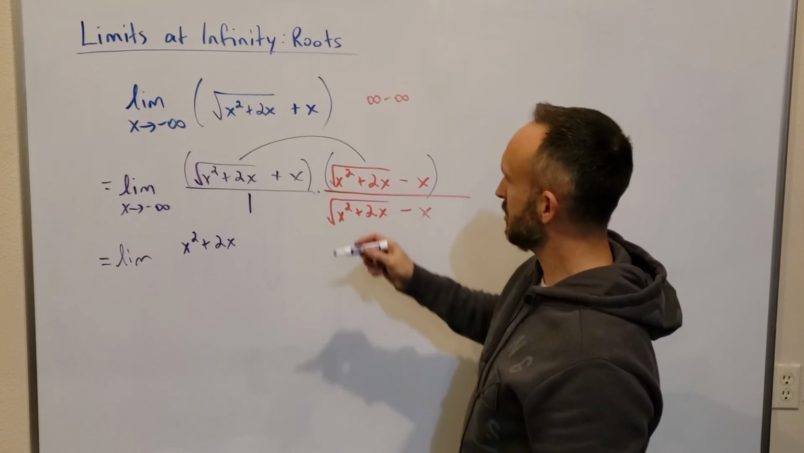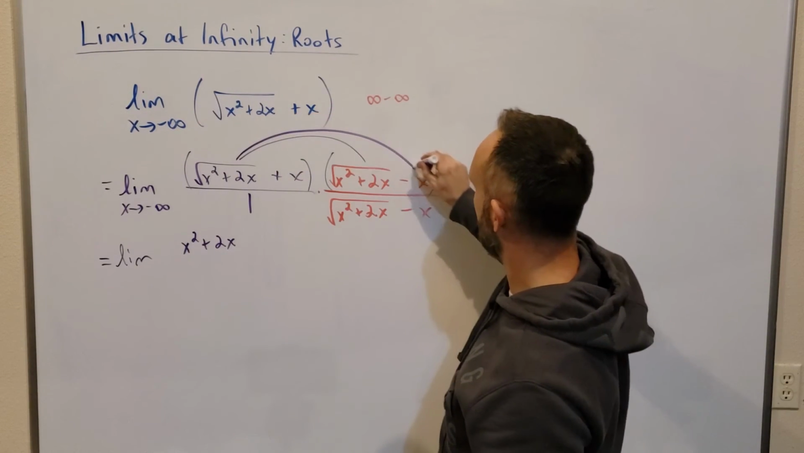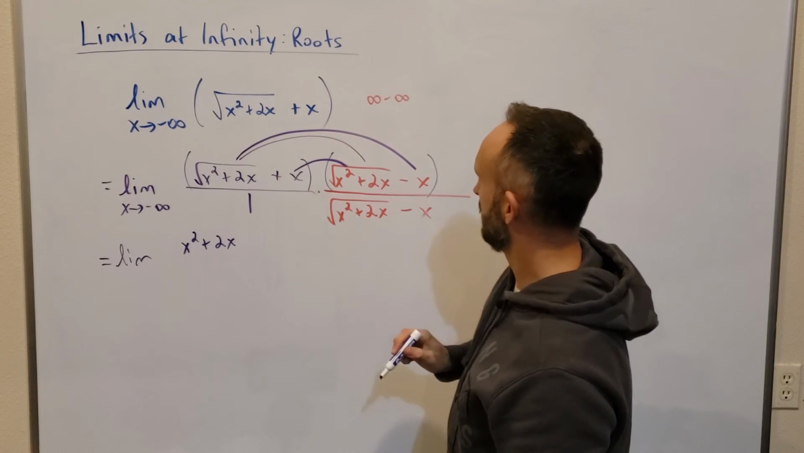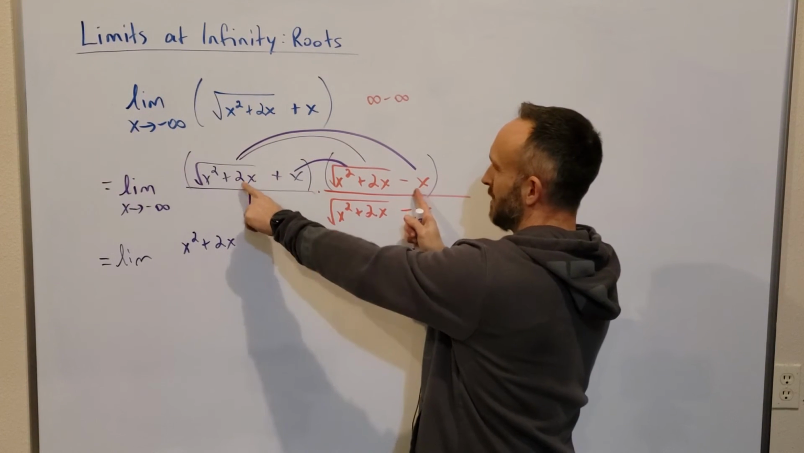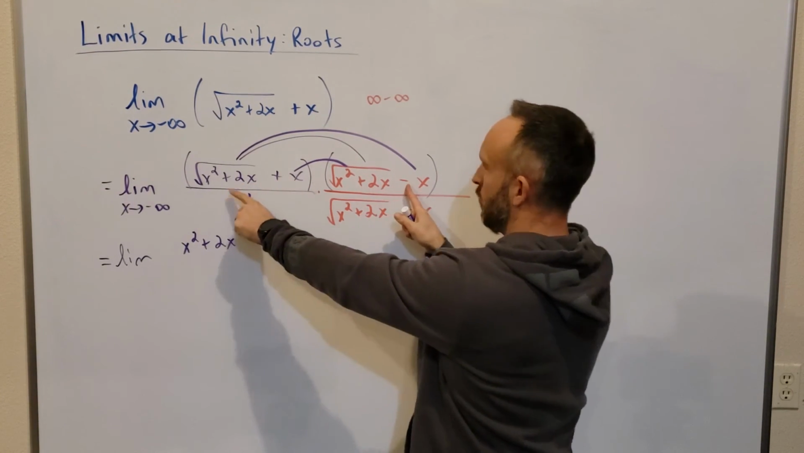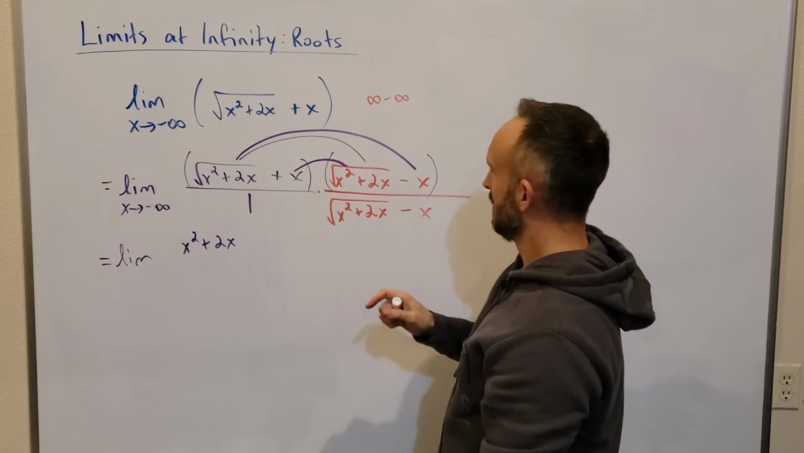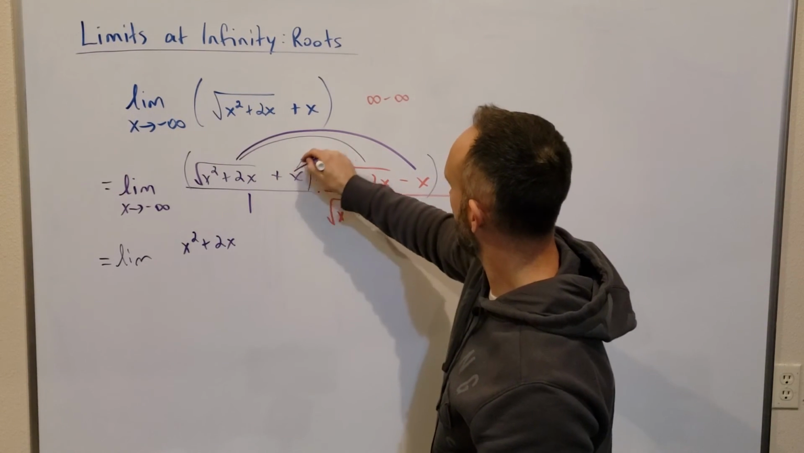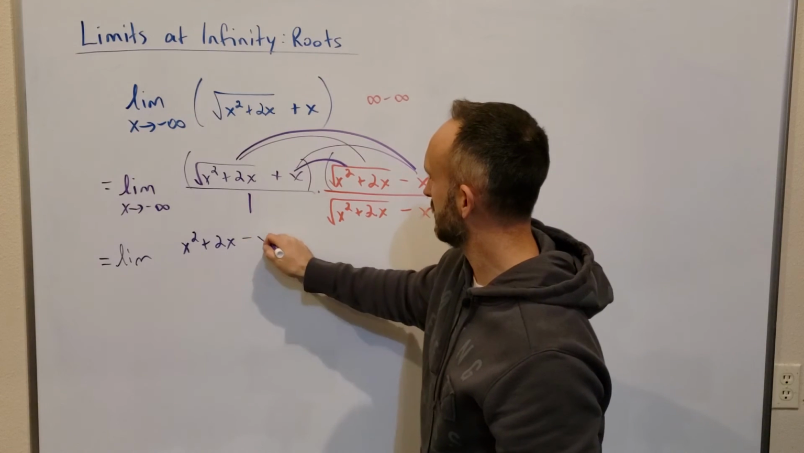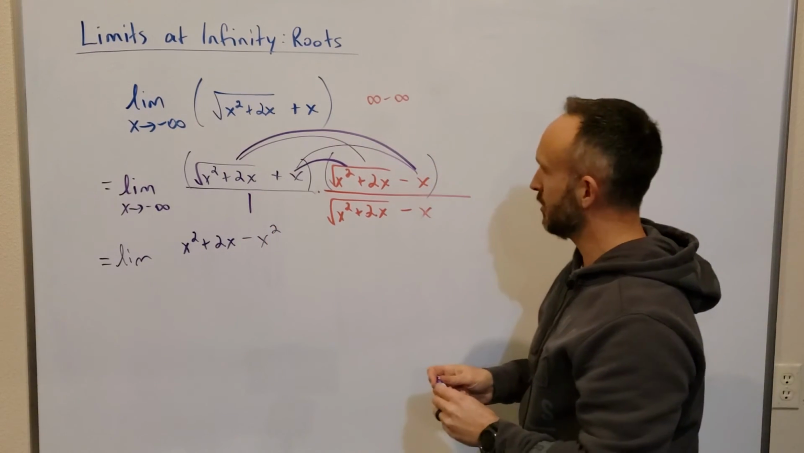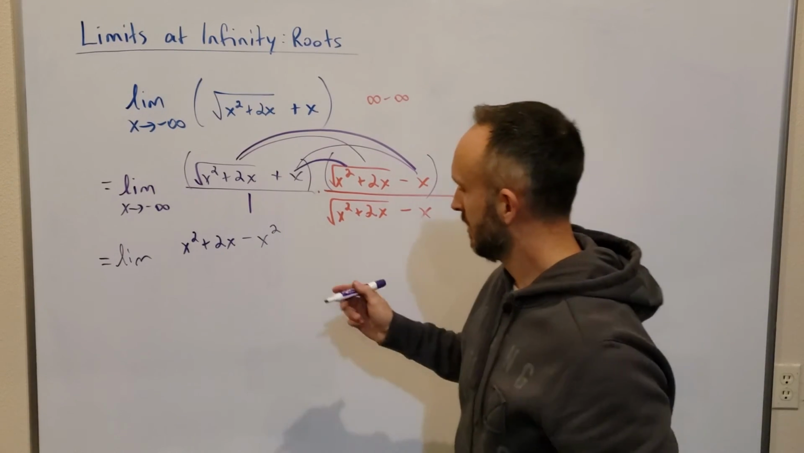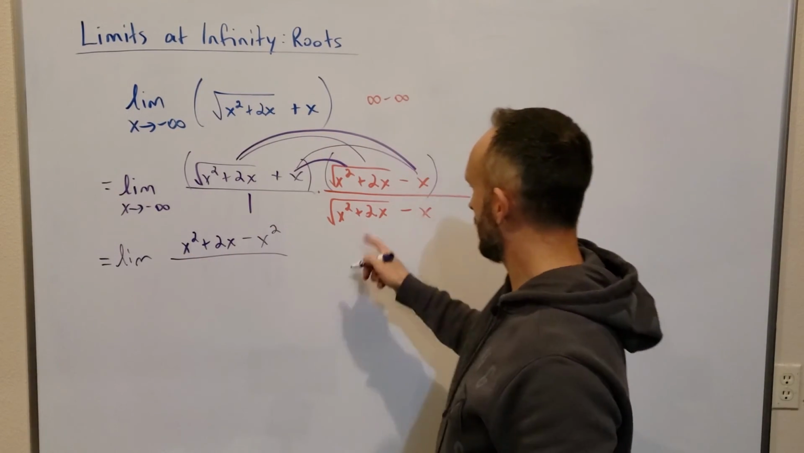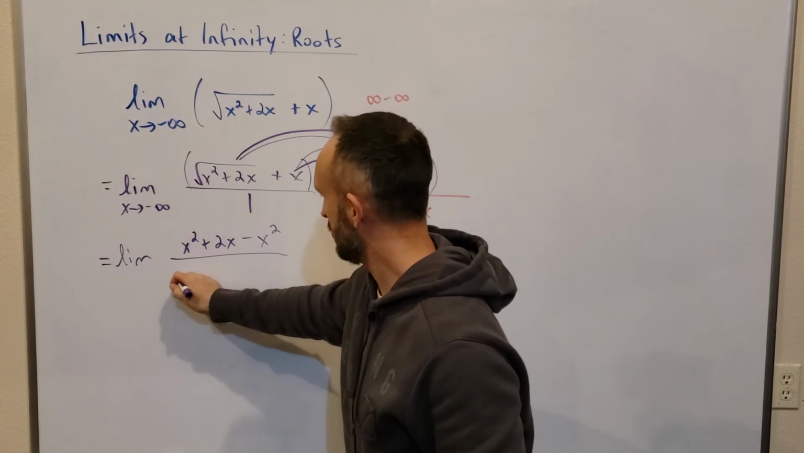And then typically when you distribute, you would do this guy and this guy. But because they're conjugates, those two terms end up being exactly the same, but one's positive and one's negative, so they cancel. So all that's left is positive x times negative x, which is negative x squared. So that's our numerator, no more square root. It's been rationalized. The denominator, I take 1 times this mess, which is just the mess.